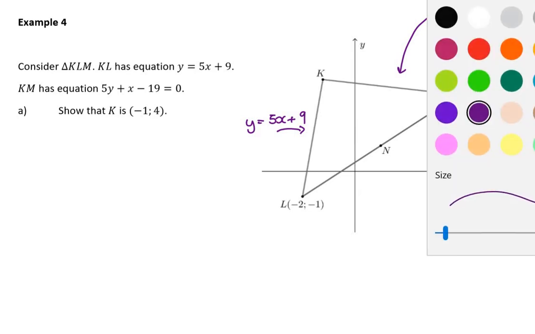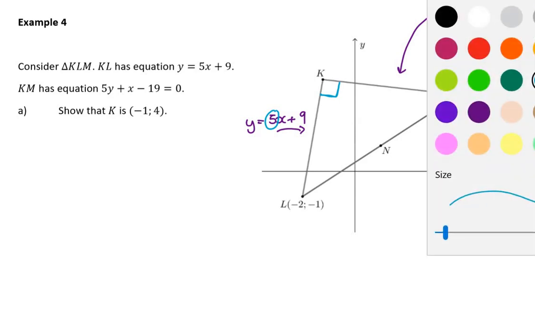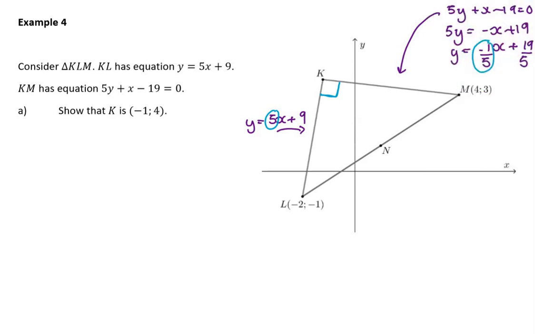Now the moment I see that, just because you've been doing this a while, when you're concentrating hard, you'd look at that and go, hang on one moment, those gradients will multiply together to give negative 1, which means, I don't know if this is going to come up, but that's 90 degrees. So it might come up later, might be useful. Okay, first question says, show that K is the point (negative 1, 4). Now, show that means don't look at it.